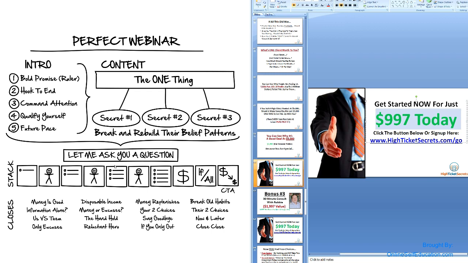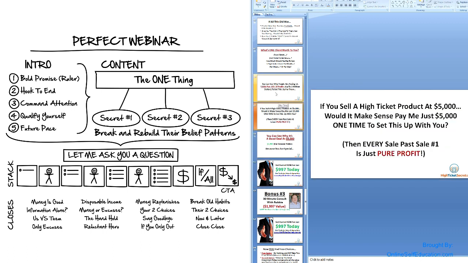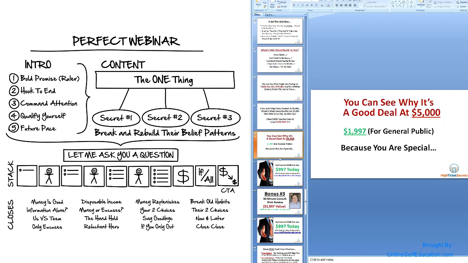Someone asked a question. Oh yeah, someone's asked, do I actually show the price multiple times? Yeah. So I don't ever show the price until I hit the first time when the price drops.